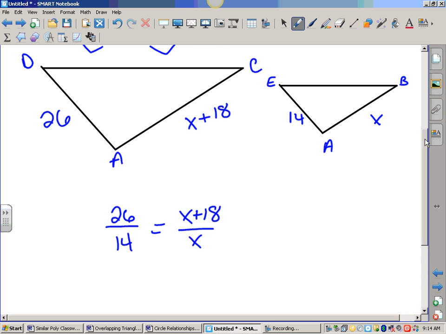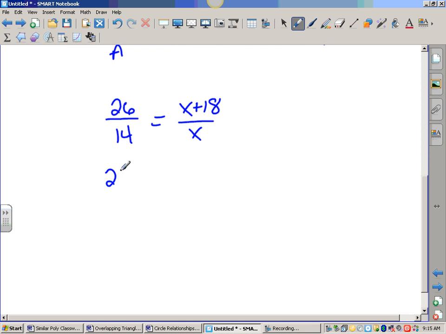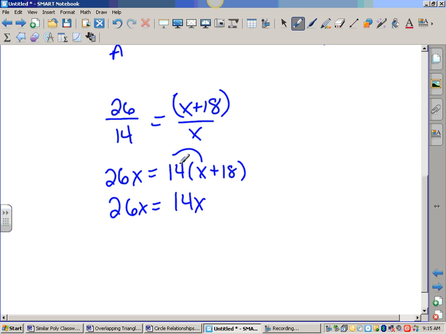Two fractions set equal, we're going to cross multiply. 26x equals 14 times x plus 18. Again, in parentheses, make sure you're going to distribute. Very common mistake. We don't want that to happen. 14x plus 14 times 18 is 252.